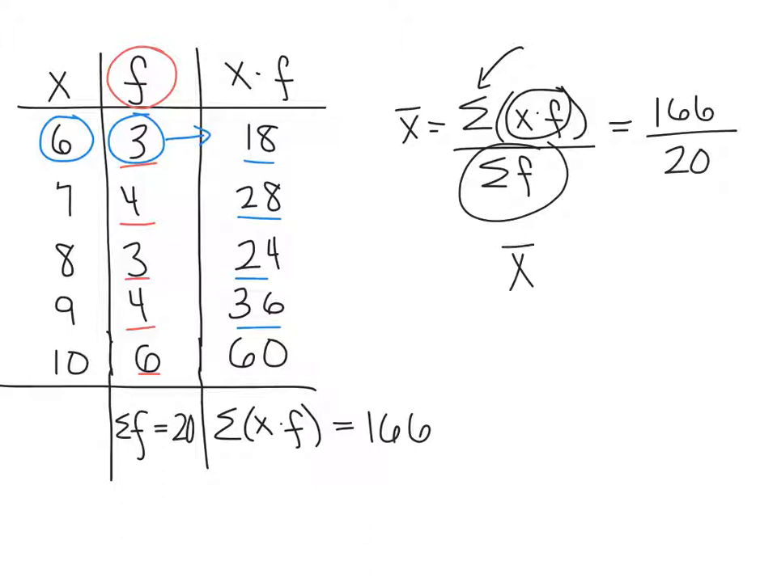Now to find the mean, we just need to divide 166 by 20. And we get a value of 8.3. So the mean of the distribution is 8.3.